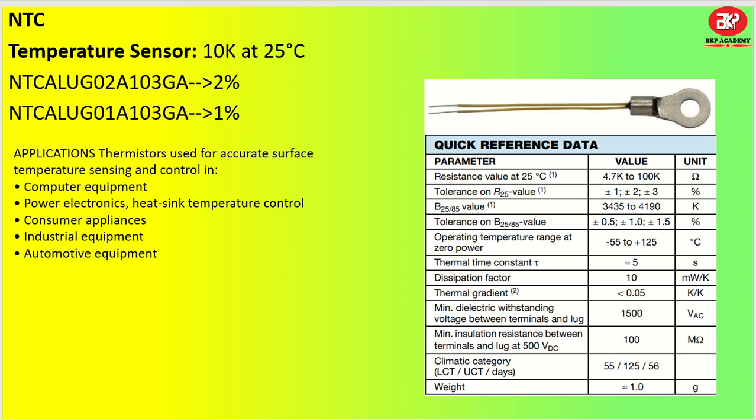So I have taken one part number, which is NTC ALUZ02A03. So its value is actually 10 kilo ohm at 25 degrees centigrade. It is a very good temperature sensor with lug. So you can easily connect with your motors, or any applications where you are going to utilize. And it has two pins, two wires, which can be connected to a connector, and this connector will give you the resistance value based on the temperature variations.